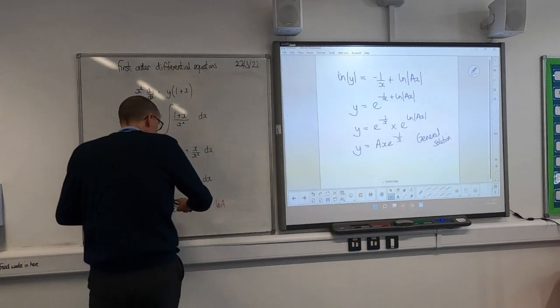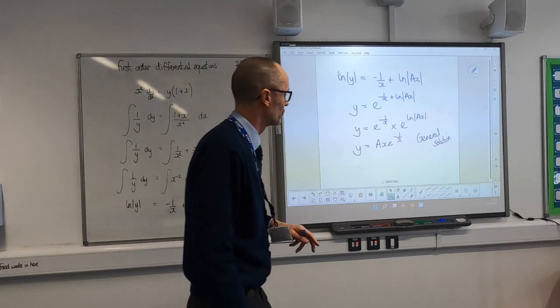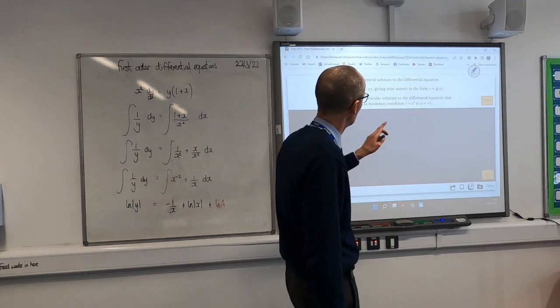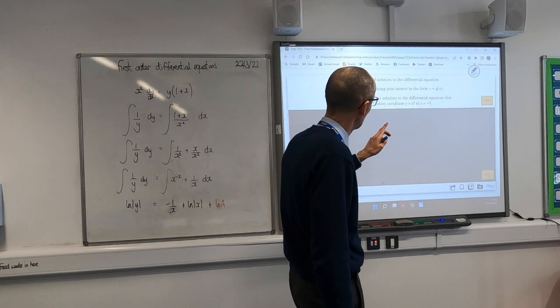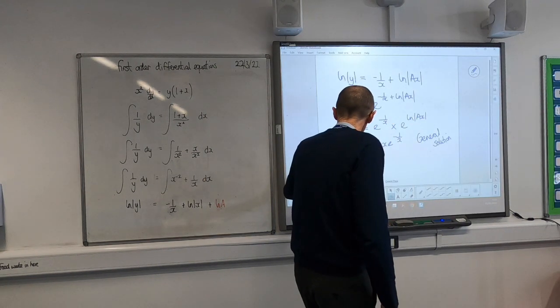This was also a general solution, but it wasn't in the form y equals, which is what they asked for, and I was going to have problems when I substituted in my boundary condition. Now, it's a whole lot easier to substitute in the boundary condition. y is e to the power of 4, x is minus 1. Go on, have a go, see what you get.